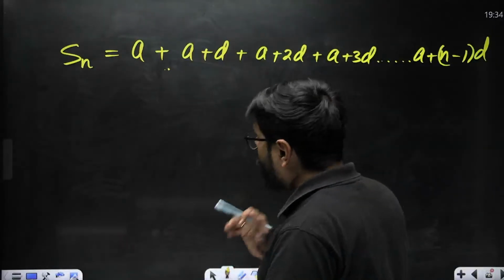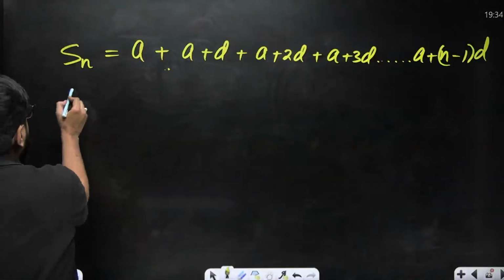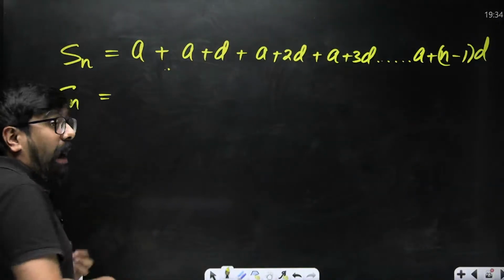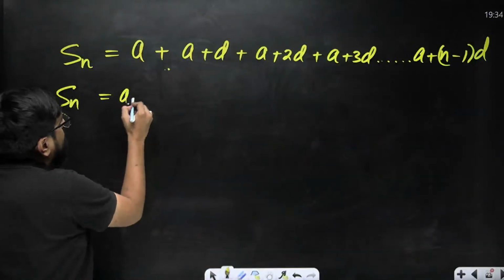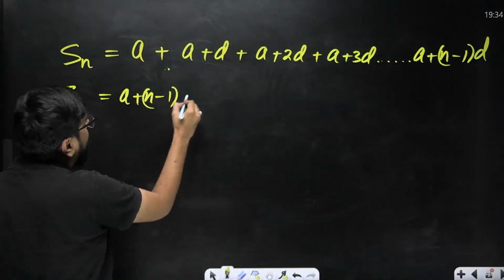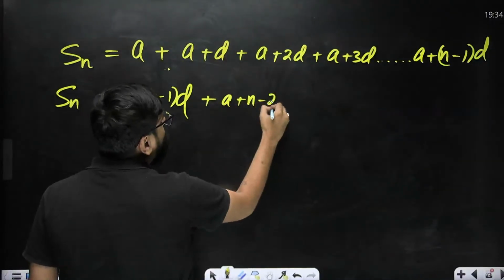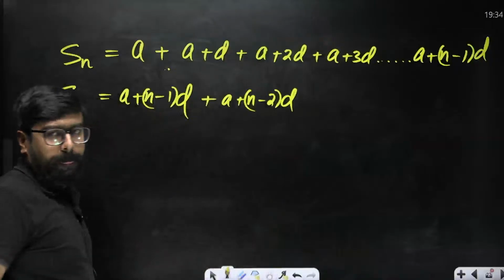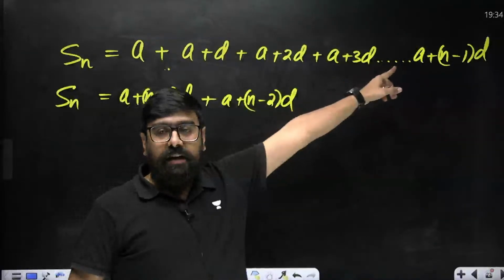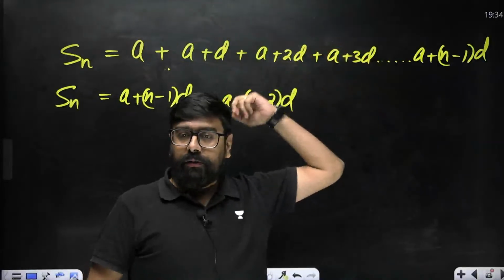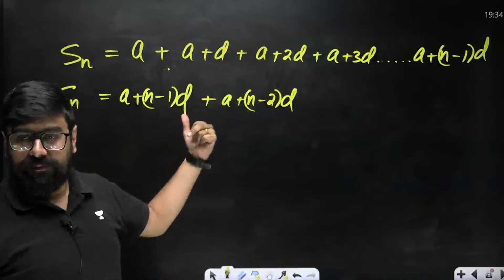Now what I am going to do is write the same thing but reversed. Why? I'll just change the order of these terms, and magically something good will come out. How? See, if I write the first term as a plus n minus 1 d, I'm writing it in reverse, starting from there. The second term would be a plus n minus 2 into d, obviously. Correct? What will be the second last term? It will be a plus n minus 2 d. Do you get this?